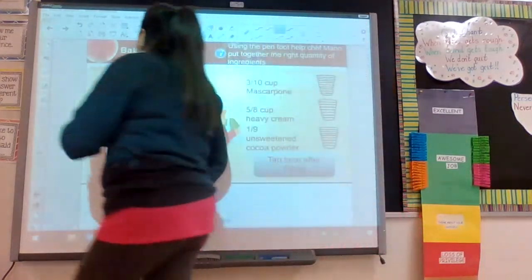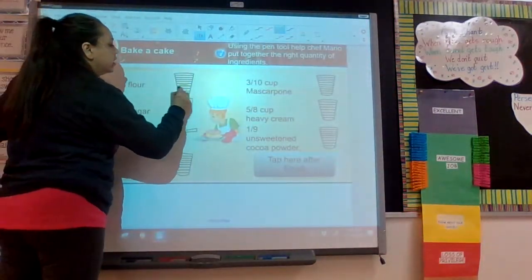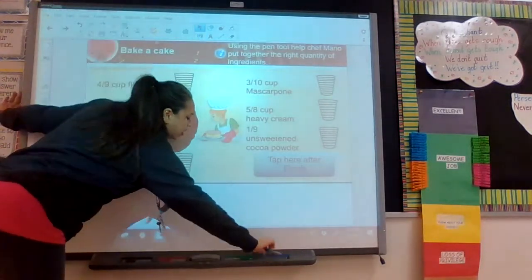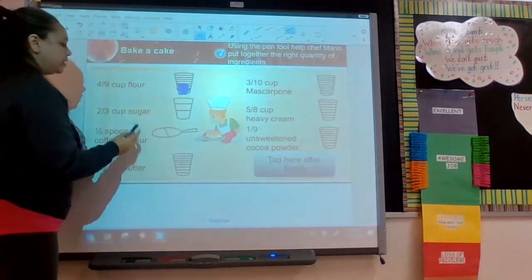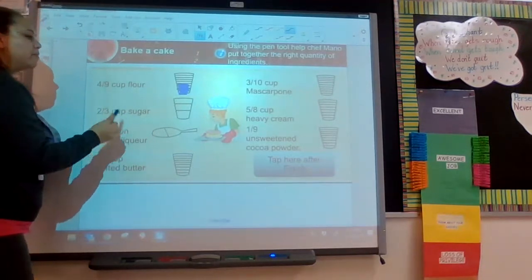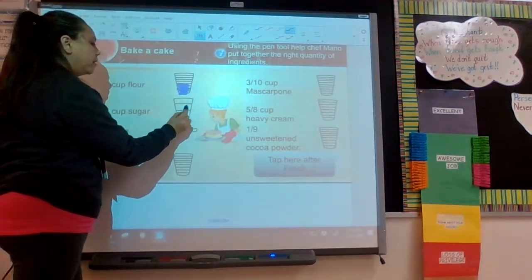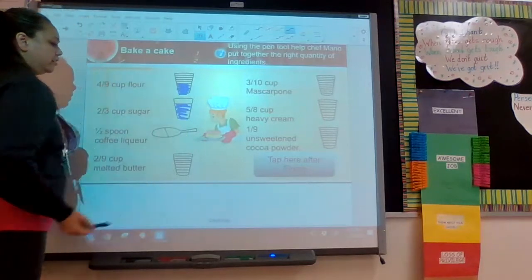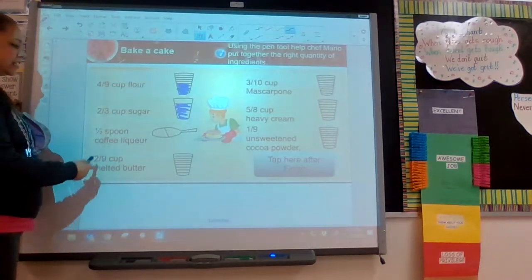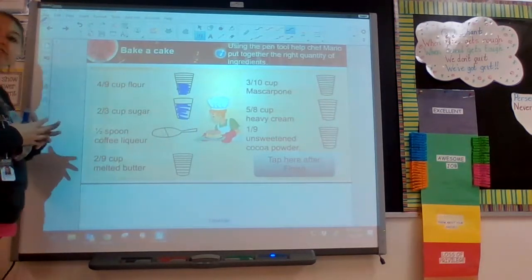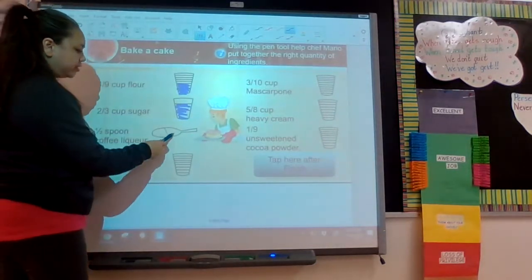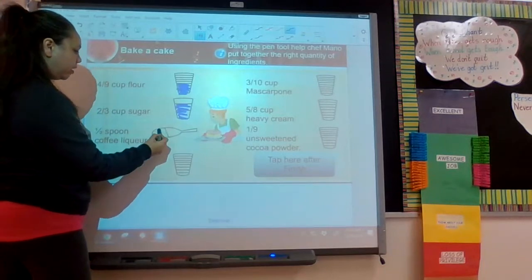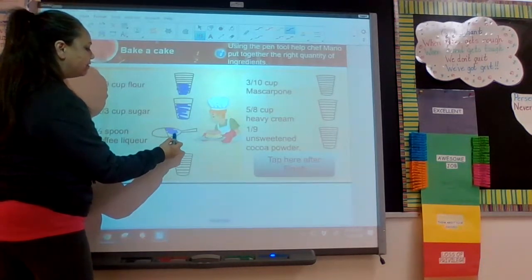So here, 4/9, that would be 4, and maybe let me use a blue, we can see it better, out of 9. Sugar would be 2 pieces out of 3. Remember, we're saying the whole is in 3 equal parts, 2 of the parts. So 2/3. A 1/2 teaspoon of liqueur. That's like coffee flavor. This cake's going to be good. It's going to have some coffee flavor in it. So they took a spoon and they put it into 2 equal parts, and we only need 1/2 of that spoon.